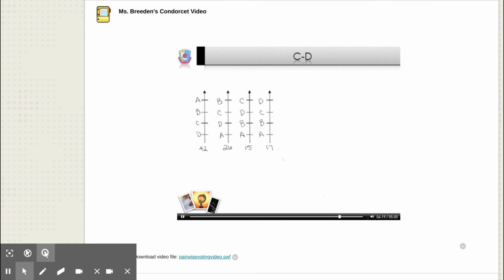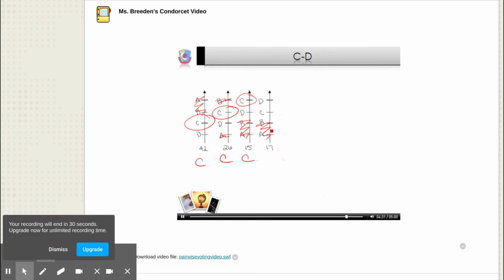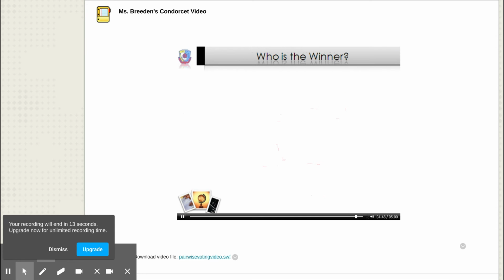And finally, C versus D. C is ranked highest in the first, in the second, in the third, and D is ranked highest in the last. So C got 83 votes, D got 17. So C wins in this comparison. Okay, so who won? If you go back and rewatch, you'll find that B beat everybody. So B is the winner.